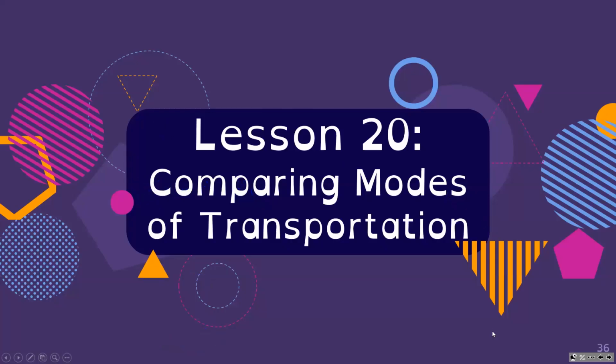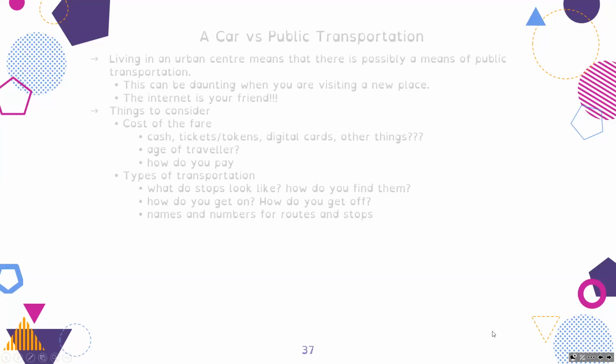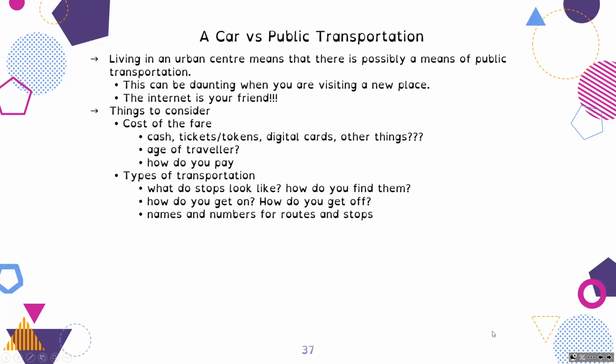All right, lesson 20, our last lesson, comparing modes of transportation. So here we looked at driving a car versus public transportation when you're in a city. So there might be a means of public transportation if you live in an urban center. We have the hub, but it's not really a set up public transportation system the same way that you would find in Thunder Bay or Winnipeg or Toronto, where you have a full transit system. It can be daunting when you're visiting a new place to figure out the transit system. I generally find the internet is your friend. There's lots of information there.